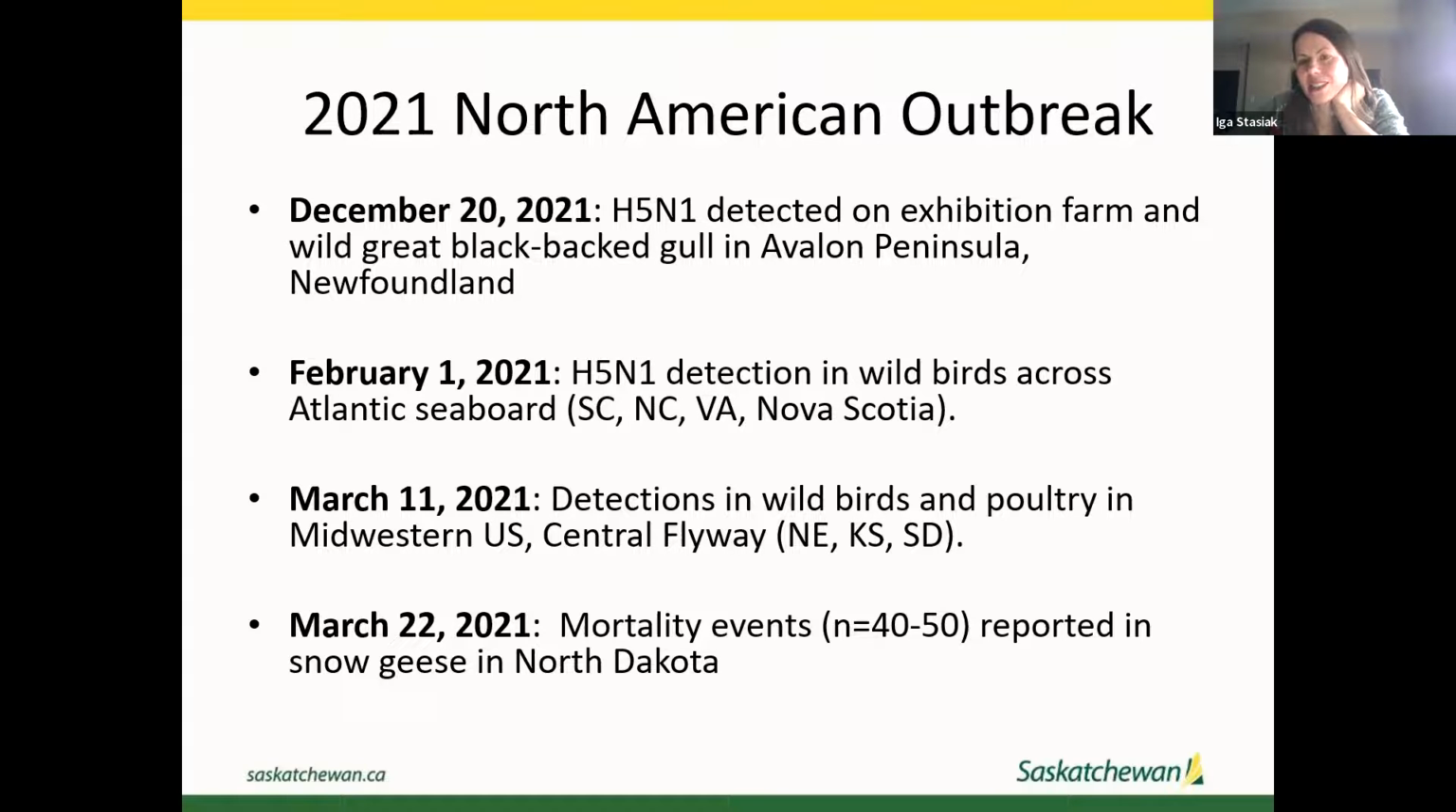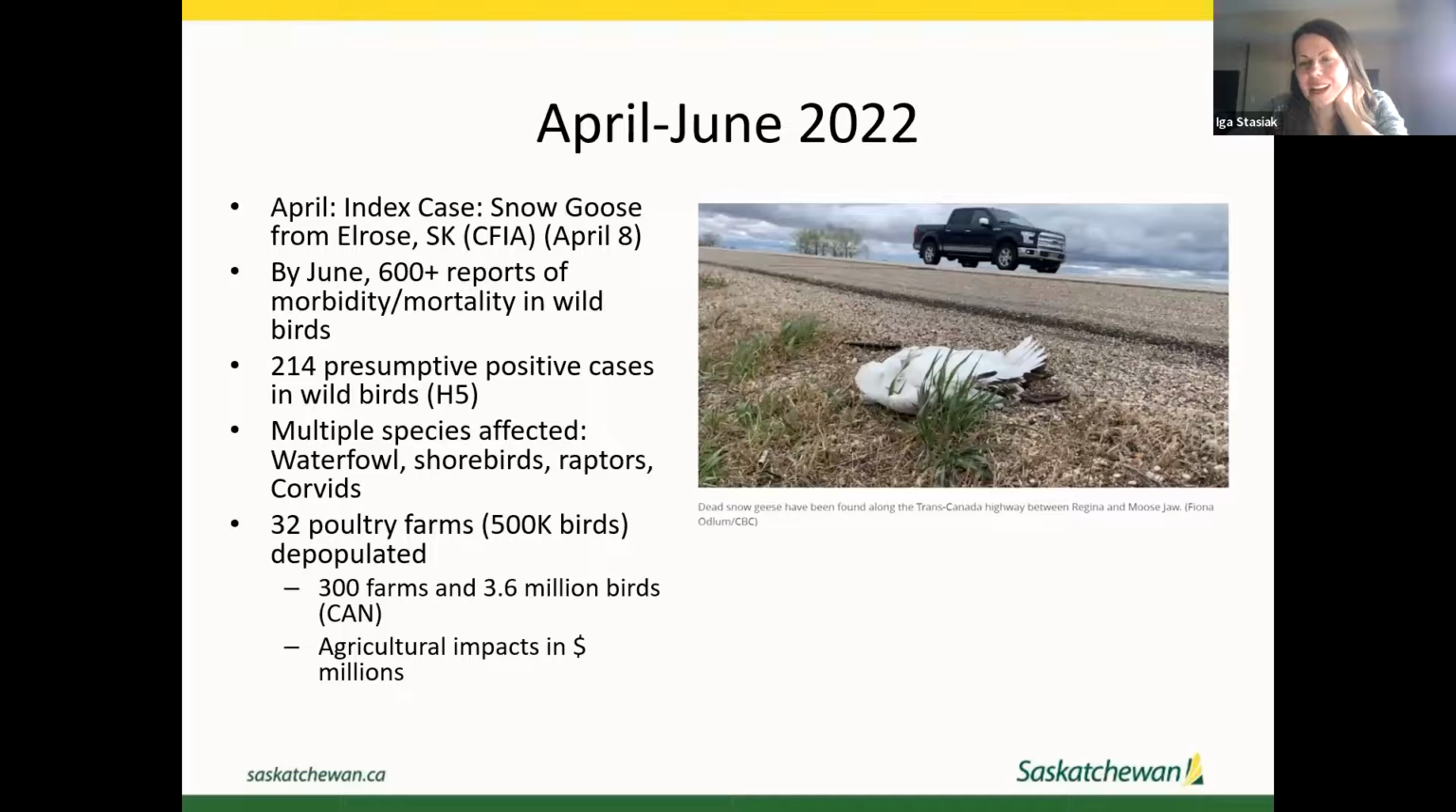So in March, we had detections of mortality in North Dakota, and knew we'd be seeing it soon in Saskatchewan. In April, we had our first case in snow goose, and throughout the month of April and May, we saw significant mortality numbering in the hundreds of birds. So maybe not significant from a population standpoint, given our flocks of snow geese number in the tens of thousands of birds. But we were seeing hundreds of dead birds and had over 500 reports from members of the public.